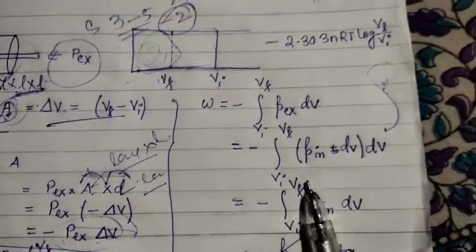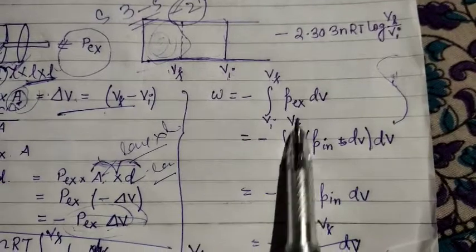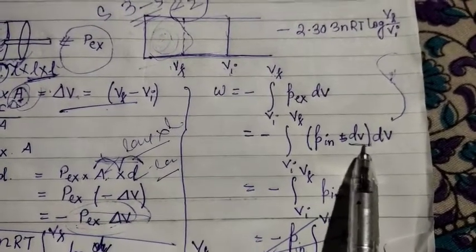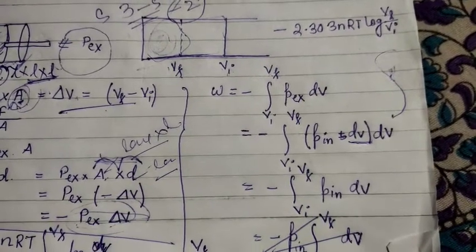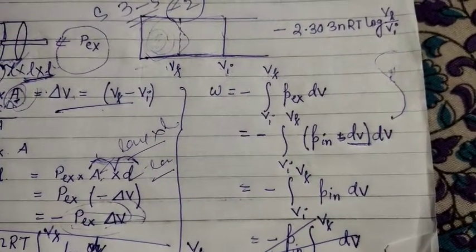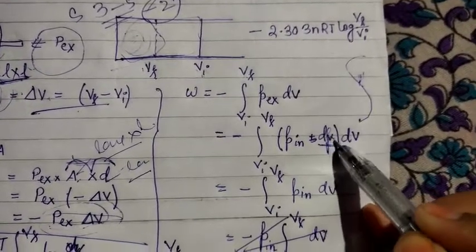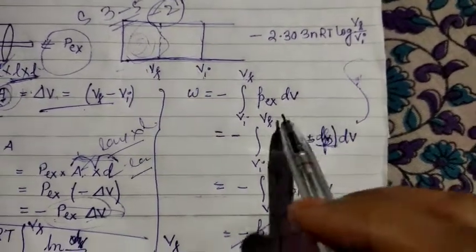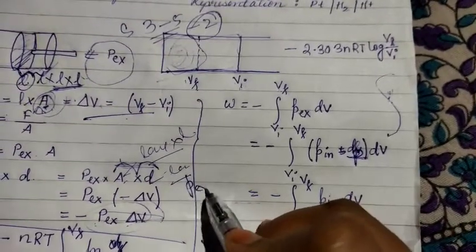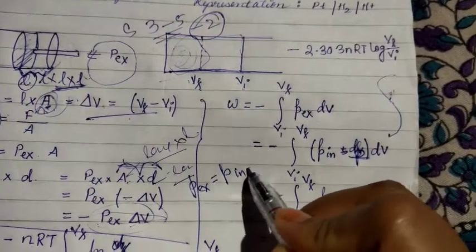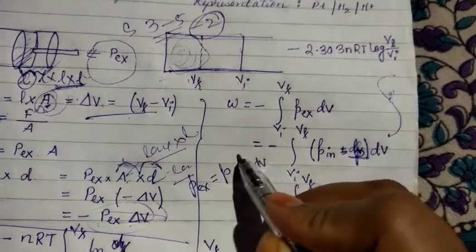Next, P external equal to P internal plus dV. This dV signifies a very small change in volume. Okay, sorry, it will be dP, not dV. So dP. P external is equal to P internal plus dP.